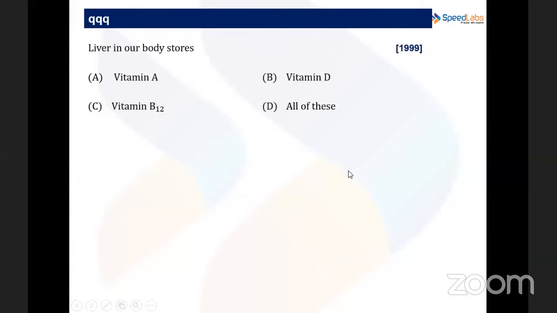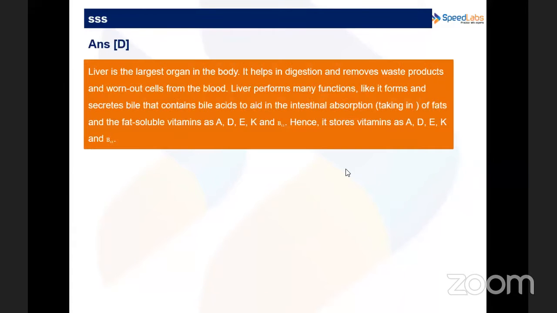Next question is, liver in our body stores option A, vitamin A, option B, vitamin D, option C, vitamin B12, option D, all of these. So the answer to this question is option D, all of these.